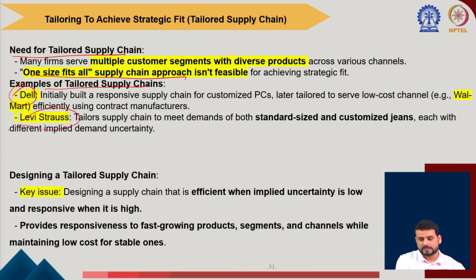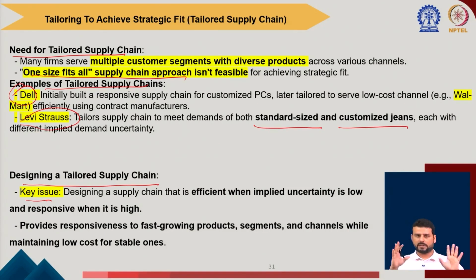Levi's stores have standardized size jeans and also customized jeans, right? So how can you do that? For customized jeans you need to be responsive. For standardized ones you will be efficient. If you are looking for standard products, you will always get a lower price, right? Designing a tailored supply chain, what will be the key issue? Designing an efficient supply chain is obviously possible when uncertainty is not there. But if it is there, then you need to tailor your supply chain toward responsiveness, right? That is very clear.